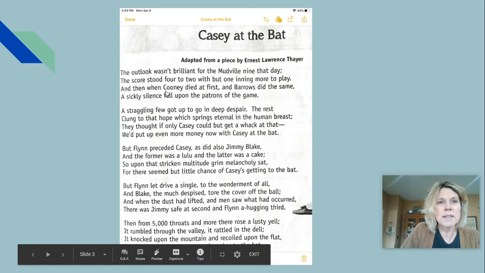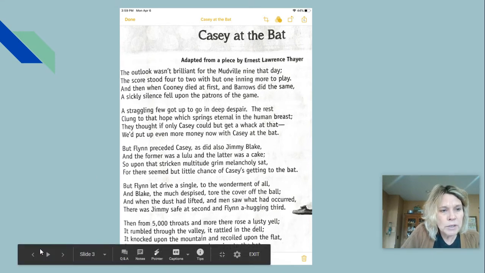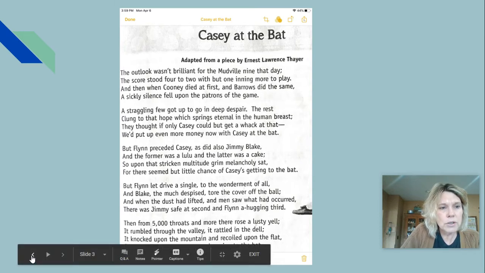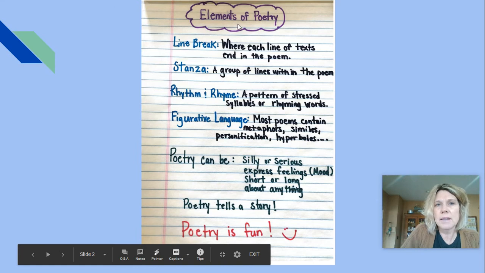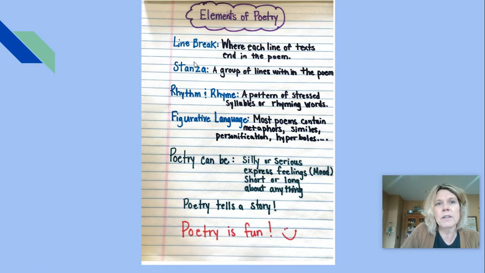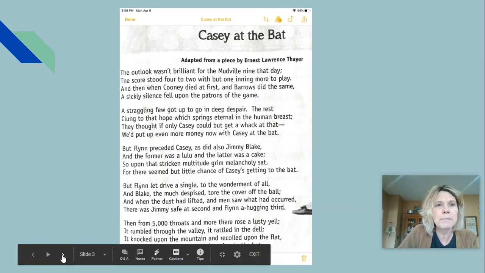So now we know that this is not called a paragraph in poetry, it's called a stanza. And what I'm going to do, I'm going to show you just how easy it is just to go right back to the elements of poetry. So we've got this one covered. Check that off our list. We can recognize what a stanza is. So let's look at a line break. So I'm going to go back to slide 3.